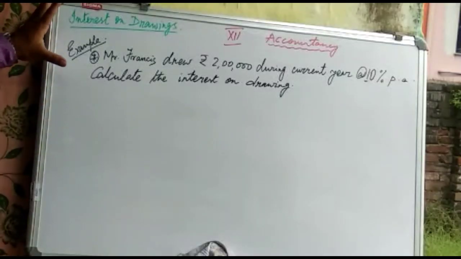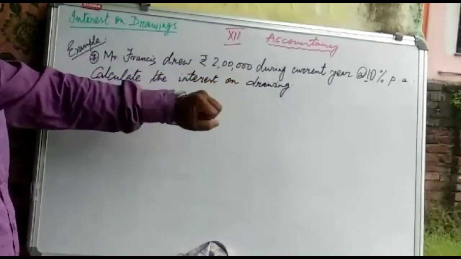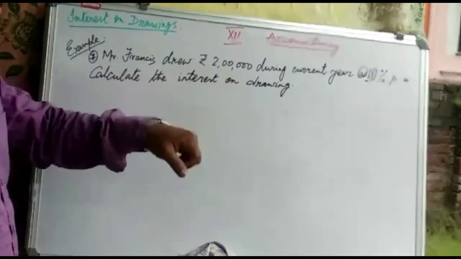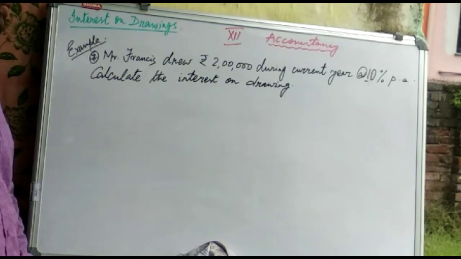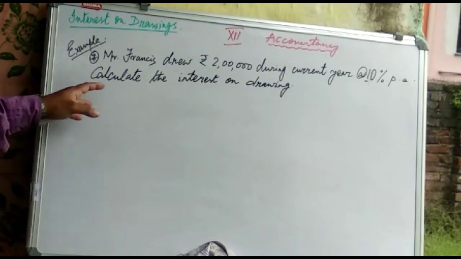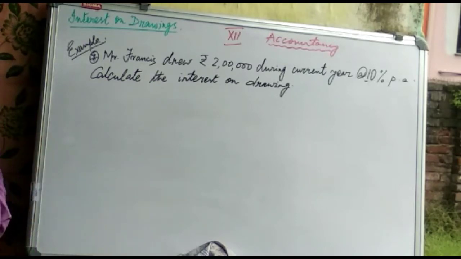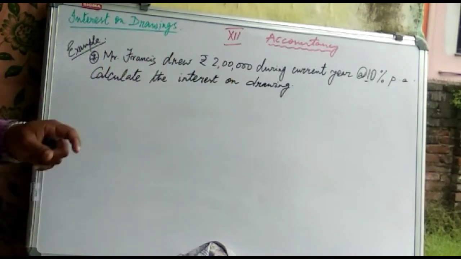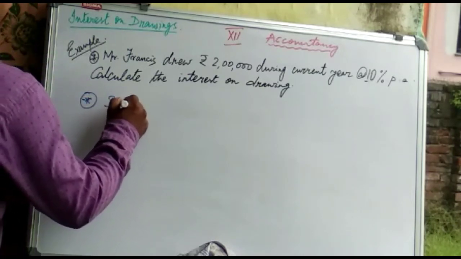Okay, now let's consider an example. Mr. Francis drew rupees 2 lakh during the current year at the rate of 10% per annum, and they have instructed us to calculate the interest on drawings. But see, they have not mentioned any time duration, whether it's the beginning of the month, middle of the month or last month. So what we'll do here, we'll just calculate the interest on drawings.